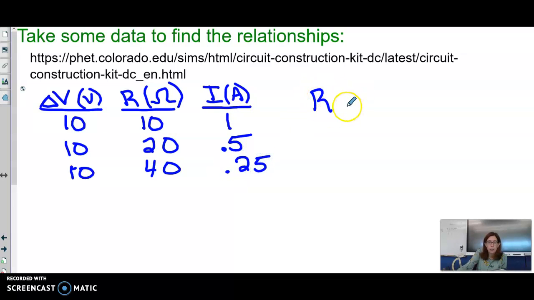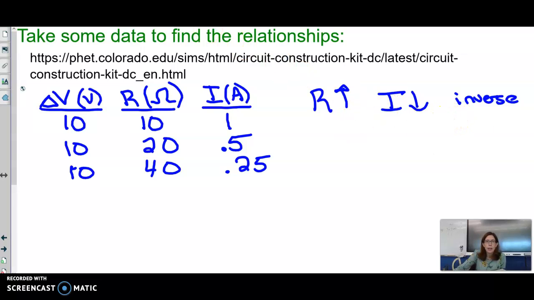So I can make a note over here that as the resistance goes up, the current is going down. If it's twice the resistance, it's half the current. 4 times the resistance is a quarter of the current. So that tells me that this is an inverse variation. I would expect to see that when I write out my equation in a second.